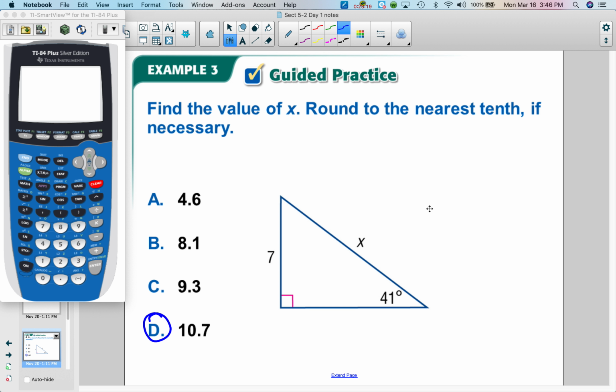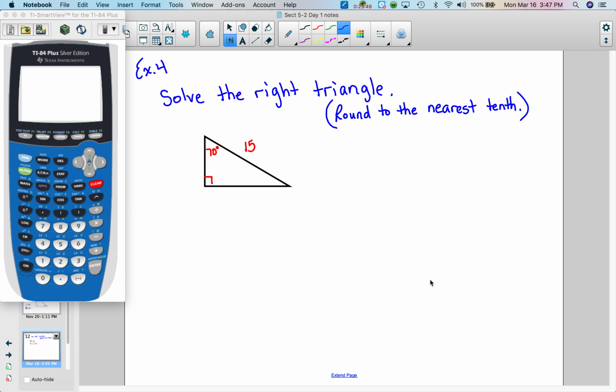But you should have gotten, rounded to the nearest tenth, D. What you're going to do is identify opposite over hypotenuse. That tells you that you should be using sine. And we get sine 41 equals 7 over x. On this one you have to do a little bit of math here because you're going to cancel that out. So we get x equals 7 over sine 41. And that's what you're going to evaluate and round to the nearest tenth. You get that answer. The last example is solving the right triangle.